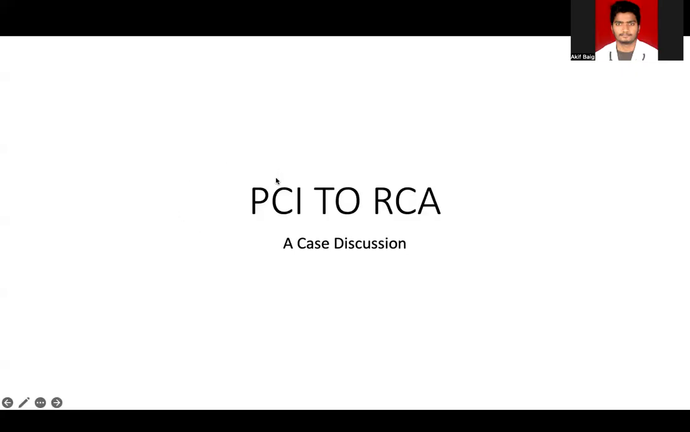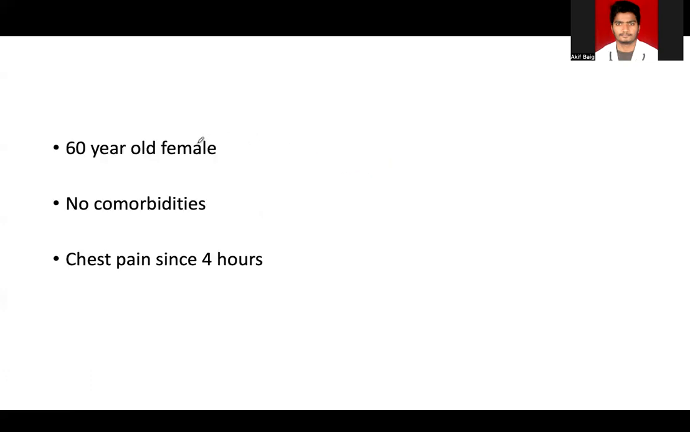Hello guys, today we'll be talking about a case which we have done in our hospital recently. It's a case of PCA to RCA, so we're doing a case discussion on that. It was a 60-year-old female patient with no medical comorbidities. She came with complaints of chest pain since the last 4 hours.